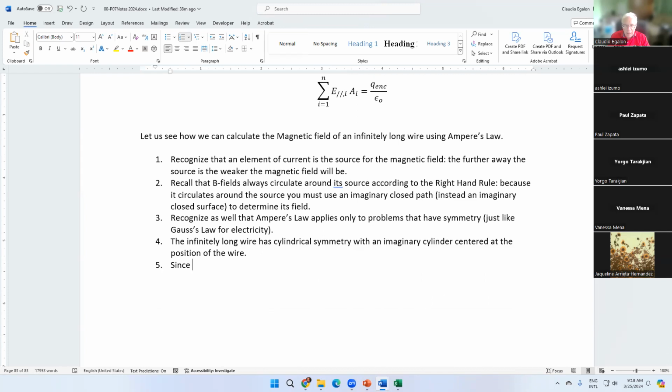Since Ampere's law uses a closed path, then we must use a circular path around the wire, a circular path of radius R around the wire, to calculate the B field. Okay.